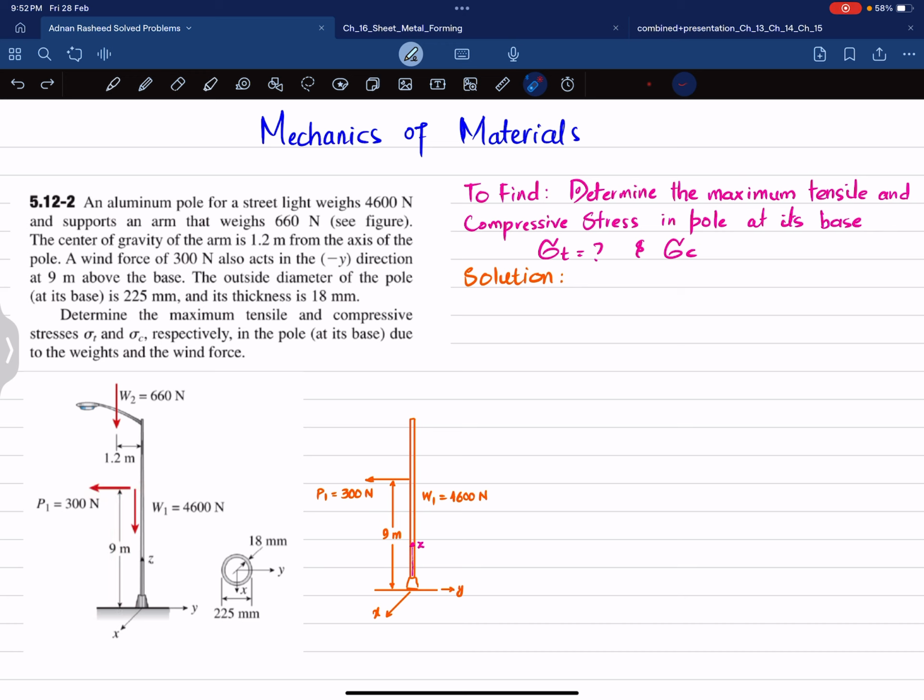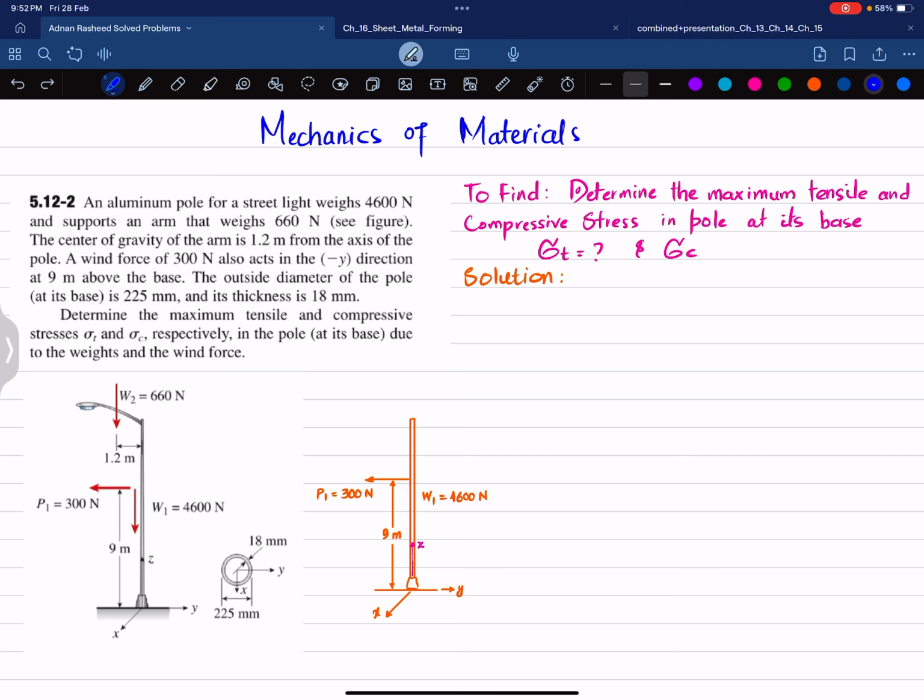So you have to find the tensile and compressive stress at the base. The cross section of this pole is given as outer diameter 225 millimeter and thickness 18 millimeter. So let's start with the solution.